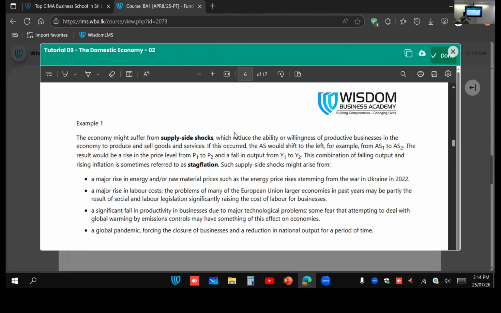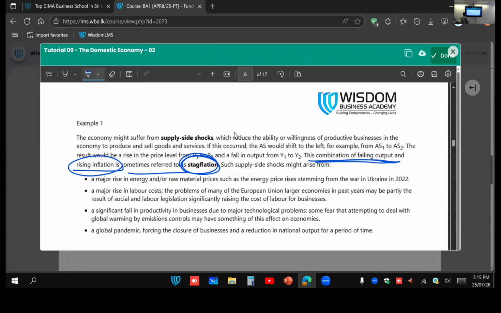See, when the supply is reducing, the aggregate supply curve moves to the left. Left means it's like upwards, okay? This way. From AS1 to AS2, the result would be a rise in the price level from P1 to P2 and a fall in the output from Y1 to Y2. Output falls, price increases. This combination of falling output and rising inflation is stagflation, underline. Decreasing output, increasing price level. Understood?